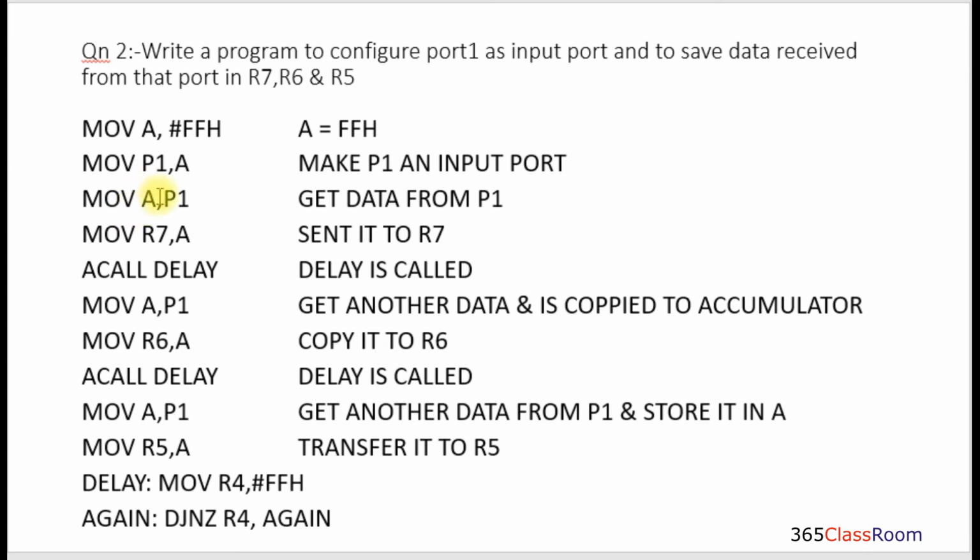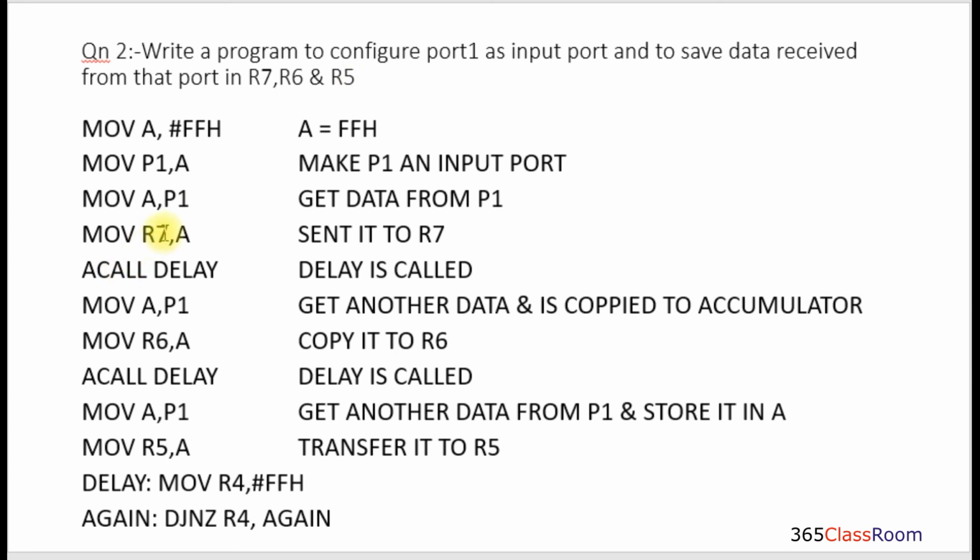So MOV A, P1. MOV A, P1 means P1 will be getting some data, and that data is transferred to the accumulator. Then you have to transfer it to R7. By using the instruction MOV R7, A, you can copy that data to R7. Then you have to copy some other data to R6 and R5.